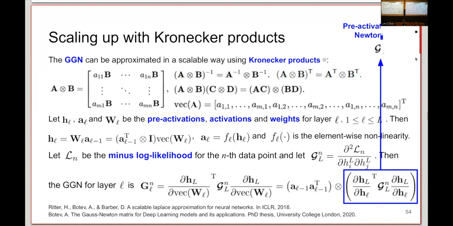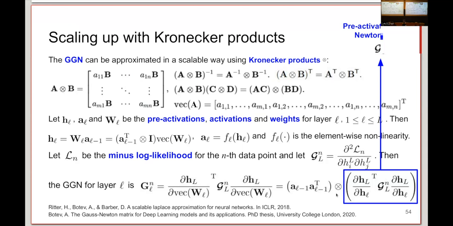Let me move this here from here. This is something called the preactivation Gauss-Newton matrix. I won't get much into the details of this, but this matrix can be computed efficiently. And it's also a matrix whose size is the number of outputs of that layer. So in the end, you have that the block diagonal entry in the Hessian is now the Kronecker product of a matrix, which is number of inputs times number of inputs, and another matrix, which is number of outputs times number of outputs. You can compute these matrices recursively.